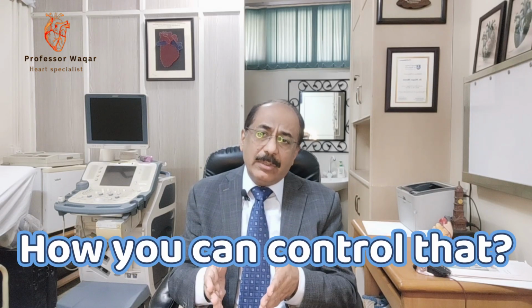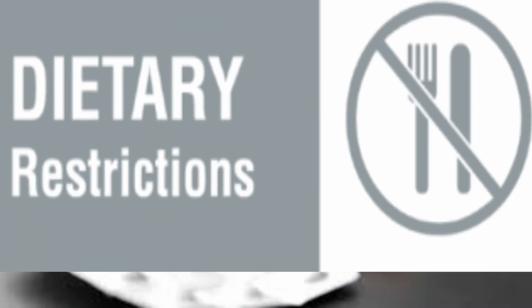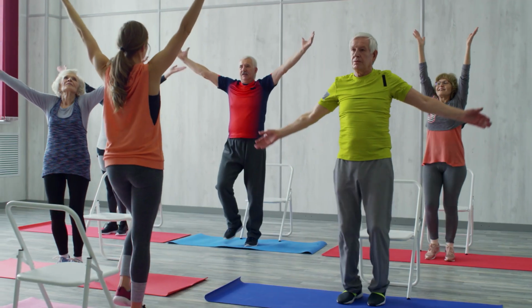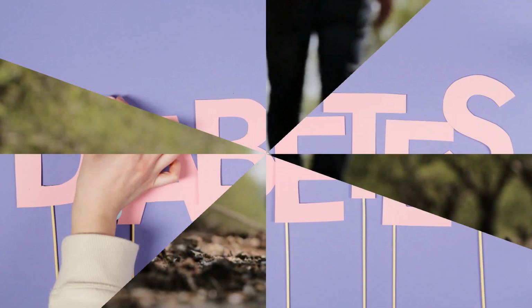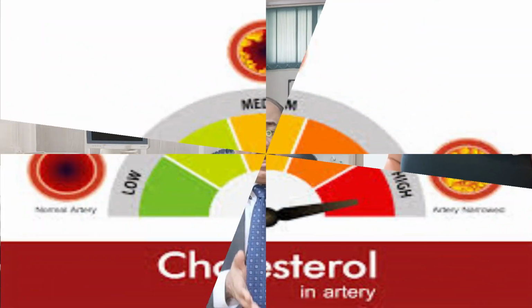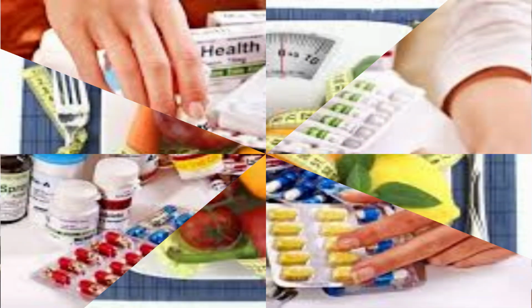How can you control this? You need to reduce your blood pressure by medicines and dietary restrictions, like stopping excessive salt, and also regular exercise and walking. Walking is very important in the diabetic patient, the high blood pressure patient, as well as the patient with obesity. If you have high cholesterol levels, you need to reduce it with diet as well as with medicines.